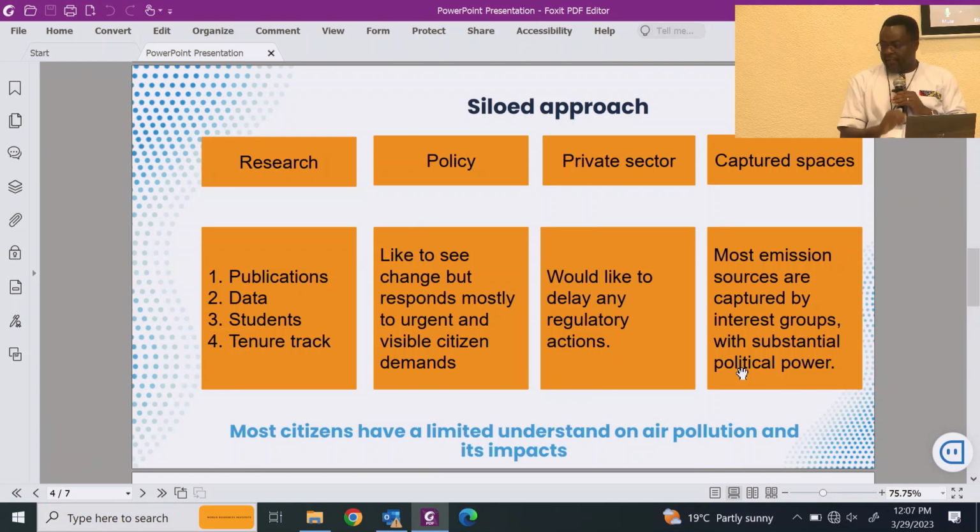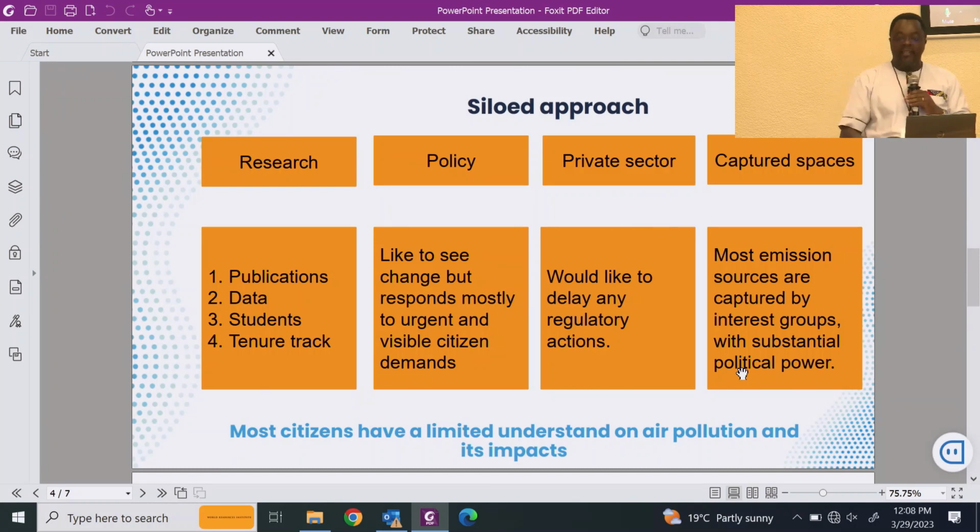I think I have heard the word silo. We work in silos for a long time. And I think also when implementing the project we are doing in Nairobi, the Clean Air Catalyst, we realize this problem is more serious than we think. There is a silo for researchers. These are people who are interested in publications, data, students, and more importantly, some of them are pursuing tenure track. So sometimes they can be very abrasive when pursuing publication, data, and students. And for them, that is the only focus they want to do.